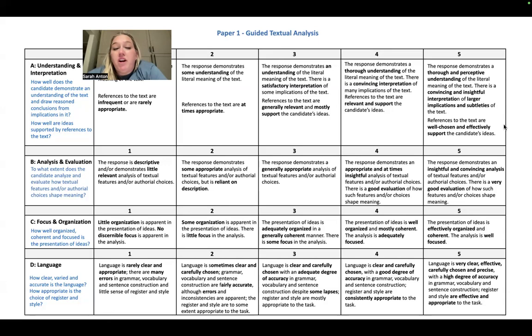So for criterion A, you're thinking about: the response demonstrates a thorough and perceptive understanding of the literal meaning of the text, meaning you understand the text on the surface level, but you have really interesting things to say about it on a deeper level as well. There is convincing and insightful interpretation of larger implications and subtleties of the text.